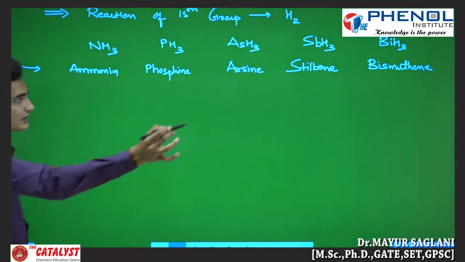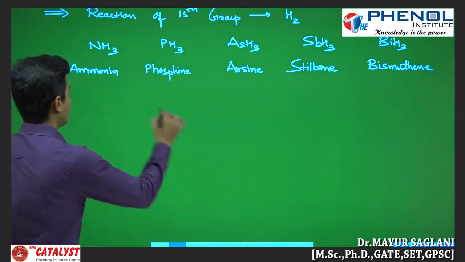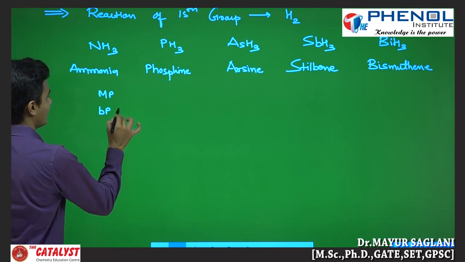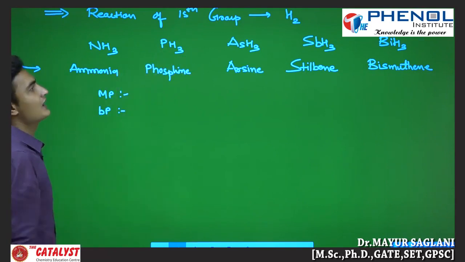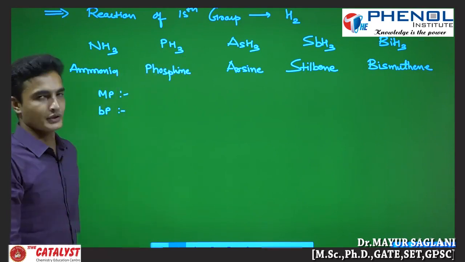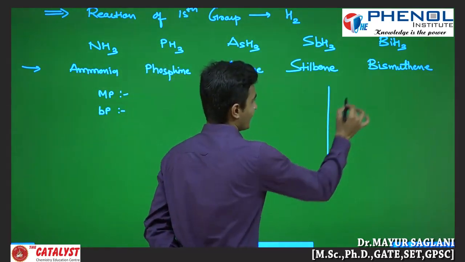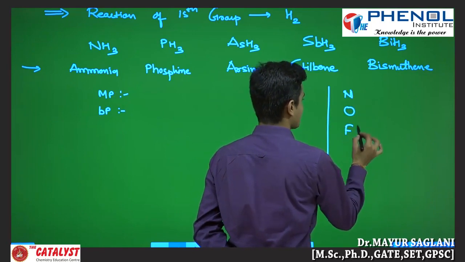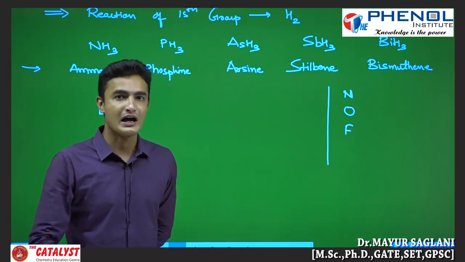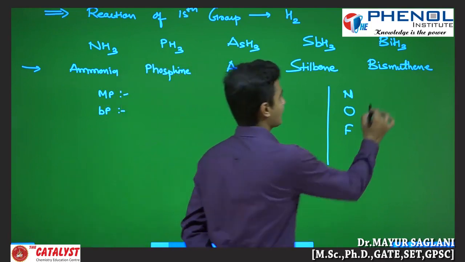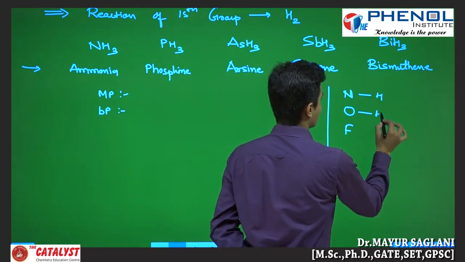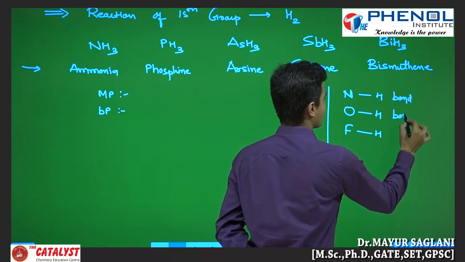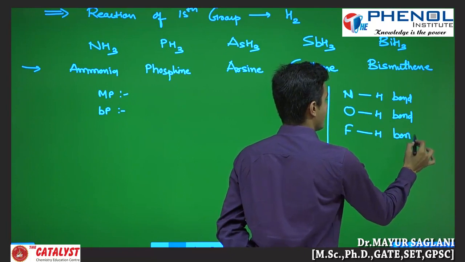If you see the properties of these compounds formed, first of all I'll write melting point and boiling point of the compounds formed with the hydrogen. And I'll share one thing: nitrogen, oxygen and fluorine, these 3 elements form hydrogen bond. These are the 3 major elements that form hydrogen bond. Nitrogen can form hydrogen bond, even oxygen can, and fluorine can.